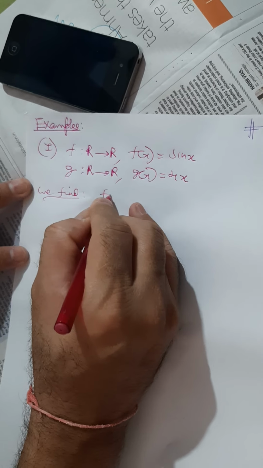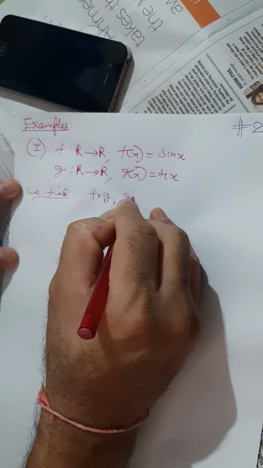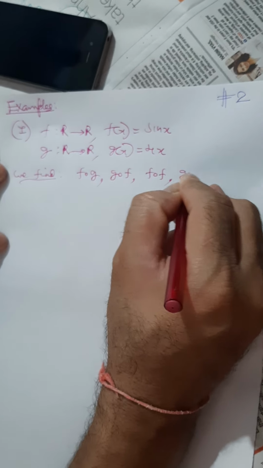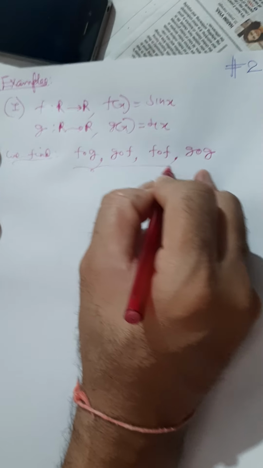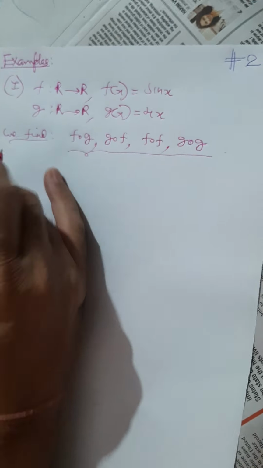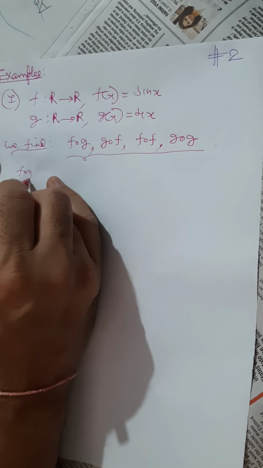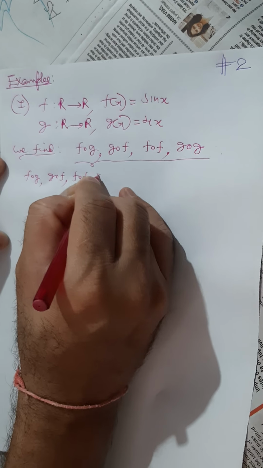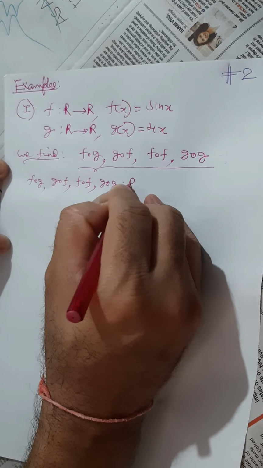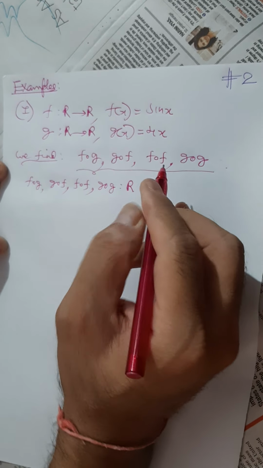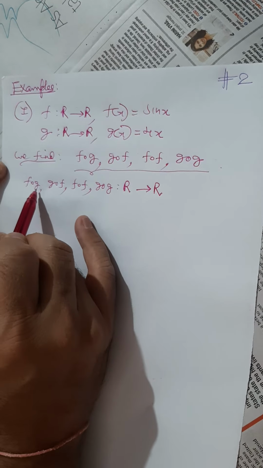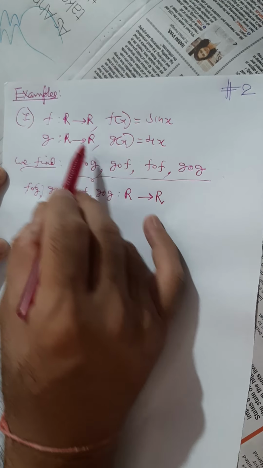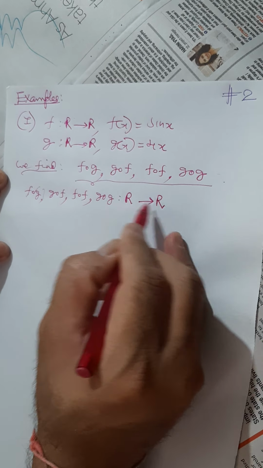The question here: we find f∘g, g∘f, the composition of f with itself, f∘f, and g∘g, that is the composition of g with itself. Let's find these functions. Here we see that f∘g, g∘f, f∘f and g∘g are all functions from real numbers to real numbers. In general, if you are finding f∘g, then it is from the domain of this to the codomain of this, remember. But here all four sets are the same, so it is from R to R.